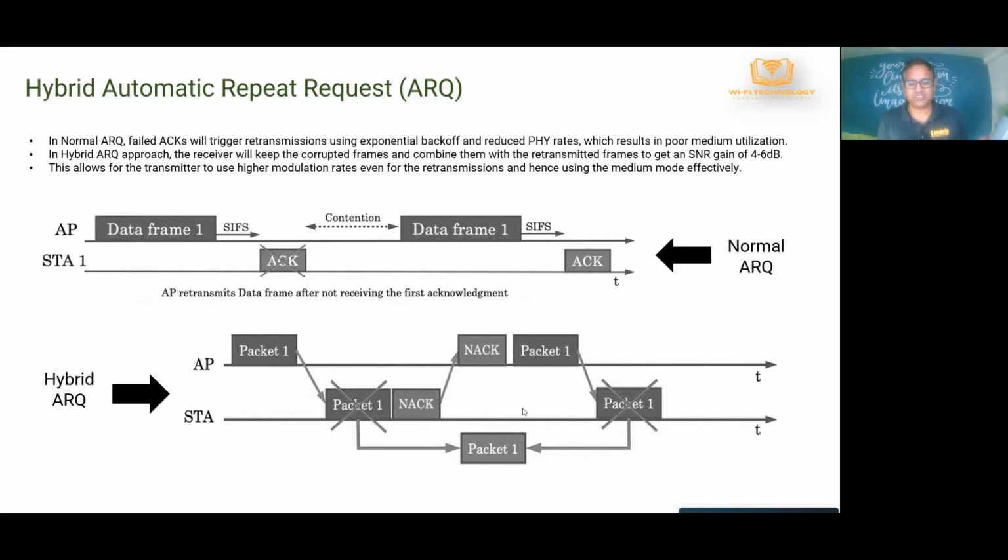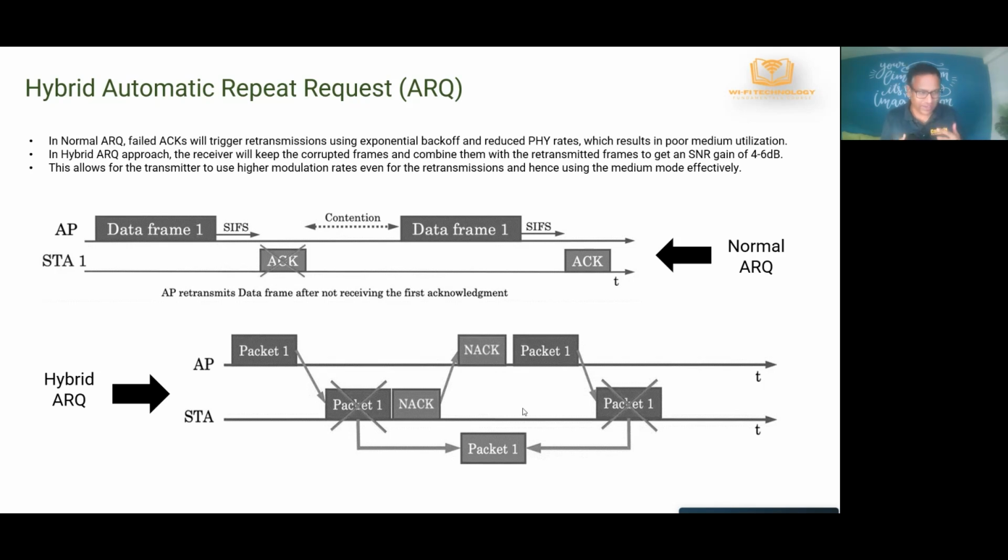And then let's say that packet is also not received by the station. What the station can do is keep a copy of the previous packet that was not received, and combine the two bad packets to figure out if it can do the forward error correction and get the actual packet. If you combine the previous copy with the current copy, you might get up to a 4 to 6 dB gain in the signal level. This allows the transmitter to not have to rate scale and to more efficiently use the medium.